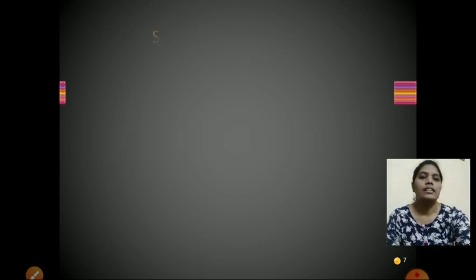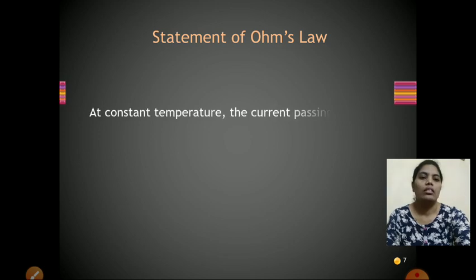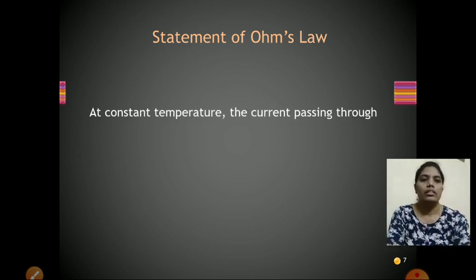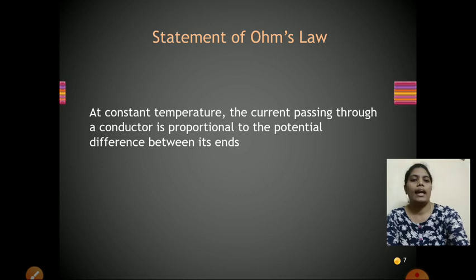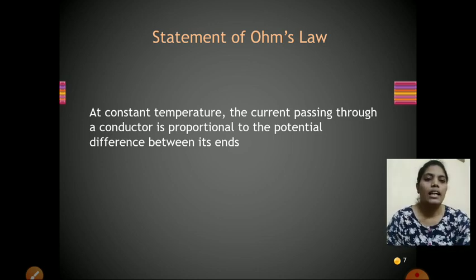Now let us learn the statement of Ohm's law. A very important statement. At constant temperature, the current passing through a conductor is proportional to the potential difference between its ends. Now if we consider a conductor which has both ends, and at both ends there is potential difference, then the current passing through it is proportional to this potential difference at constant temperature.